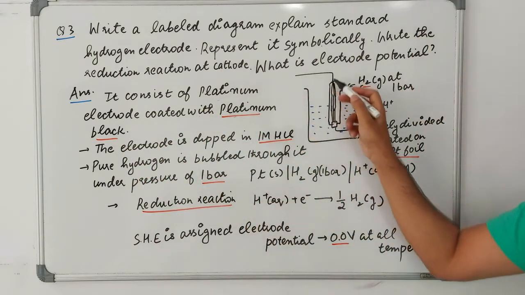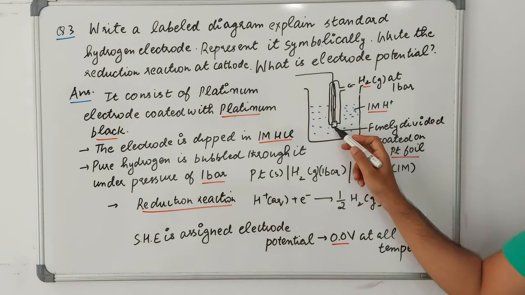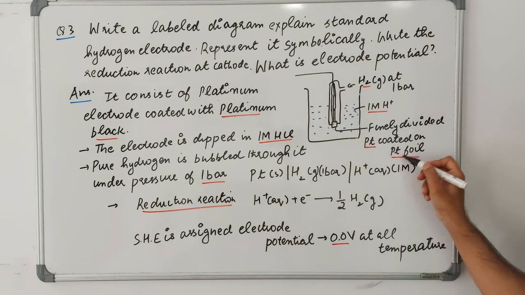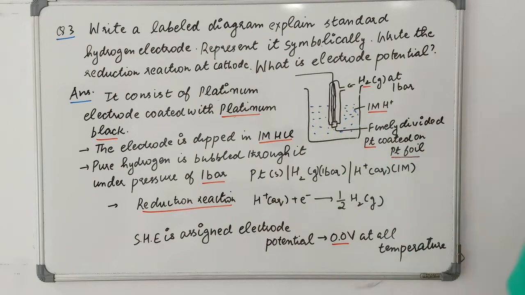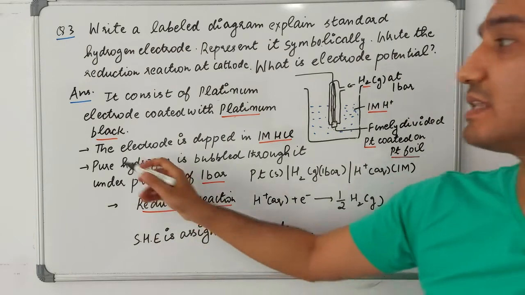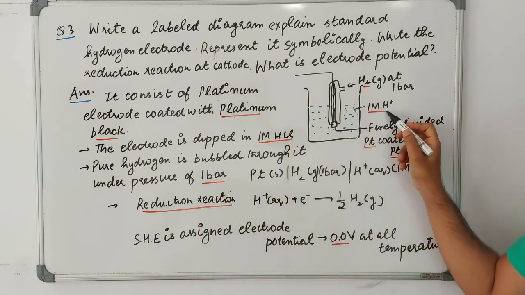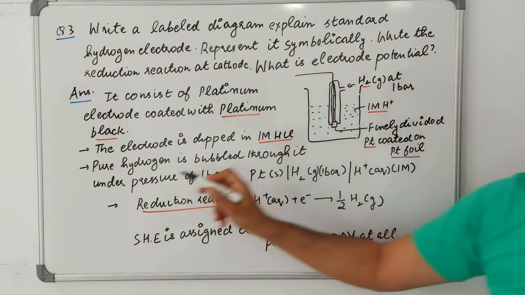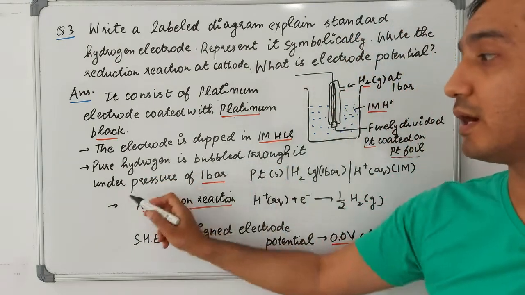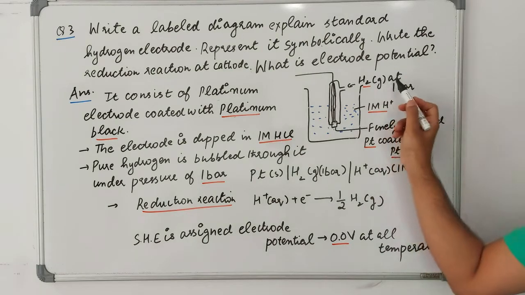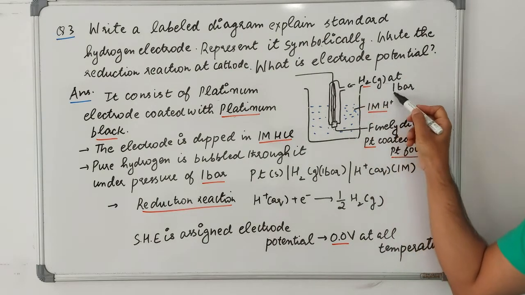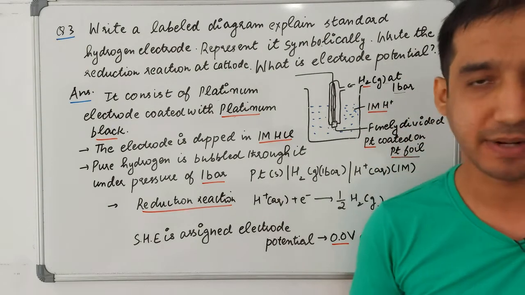So what you will see, there is a wire of platinum, and this platinum is coated with platinum foil, or we call it platinum black. Next, the electrode is dipped in 1 molar HCl. So this solution which we have, 1 molar solution of HCl, and pure hydrogen is bubbled through it under a pressure of 1 bar. On one side hydrogen is coming, and we have taken it as 1 bar pressure.